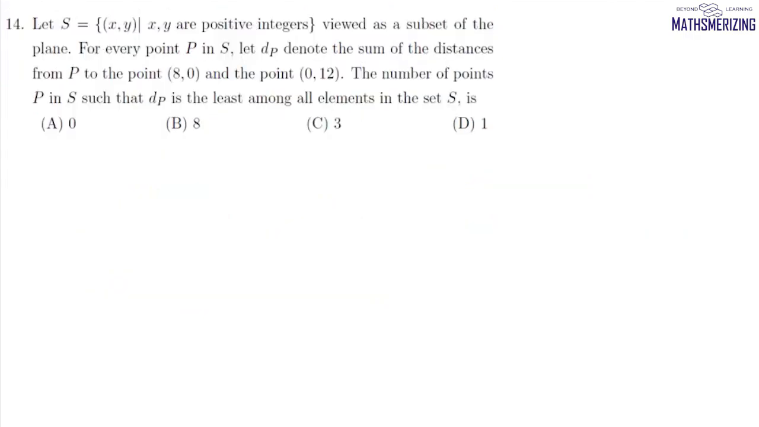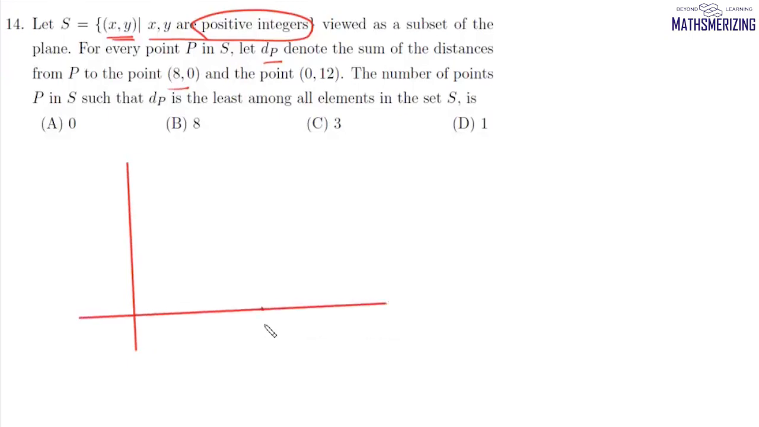Now here the question is, let S equal (x, y), where x and y are positive integers, viewed as a subset of the plane. Now for every point P in S, let dP denote the sum of distances from point P to the points (8, 0) and (0, 12). So we have 2 points, (8, 0) and (0, 12), and we have to find every point P such that the sum of the distances from these 2 points is minimum.